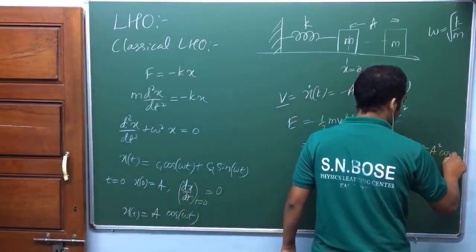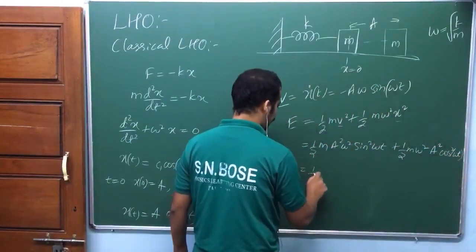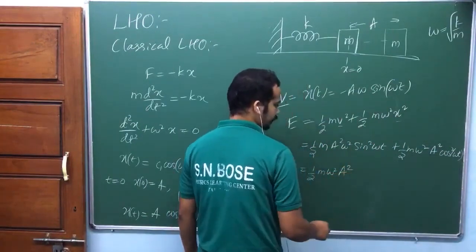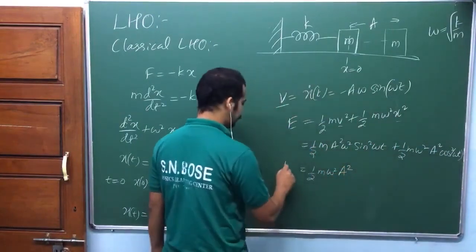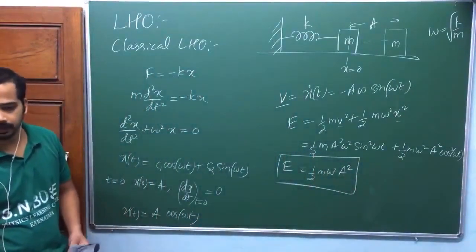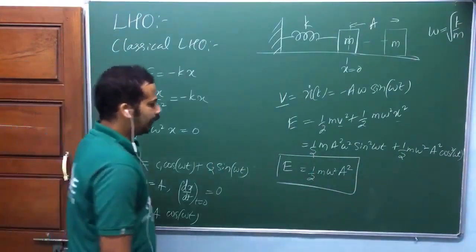A square cos square omega t. When you take those things common, you will get half m omega square a square into sin square omega t plus cos square omega t, which is 1. It will be independent of time. Total energy is conserved. That's what we say. Am I right?